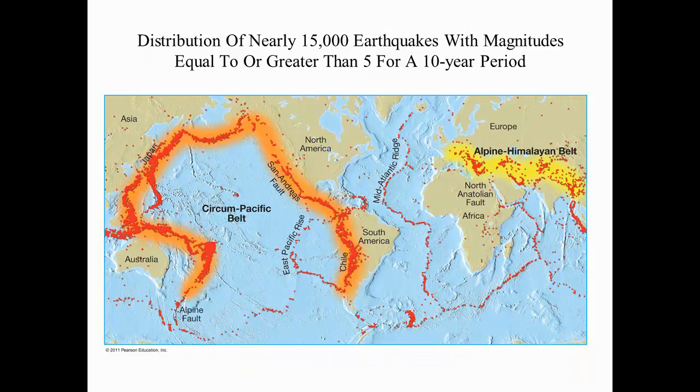Here's a map of the distribution of nearly 15,000 earthquakes with magnitudes equal to or greater than 5 over a 10-year period. And we see that most of those earthquakes, as we would expect, occur along plate boundaries. Divergent plate boundaries like the Mid-Atlantic Ridge. We also have convergent plate boundaries that rim the margins of the Circum-Pacific Belt, known as the Ring of Fire. Even transform faults like the San Andreas generate quite a bit of earthquakes in a short amount of time.